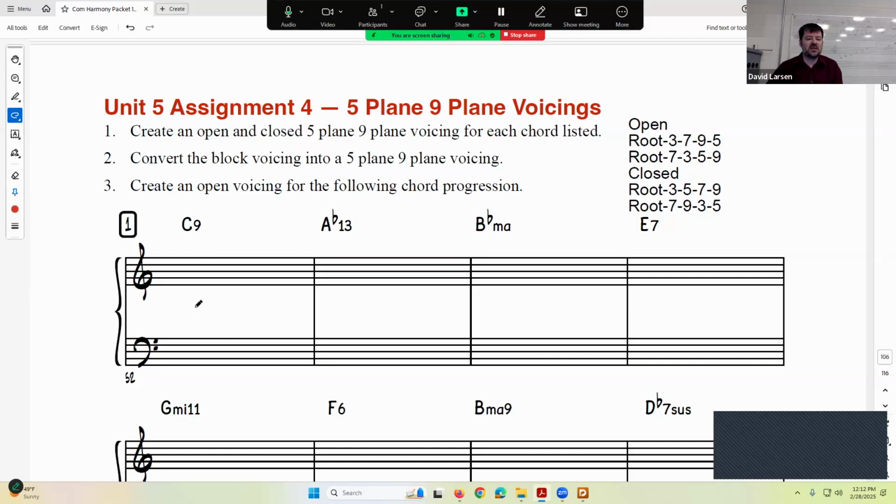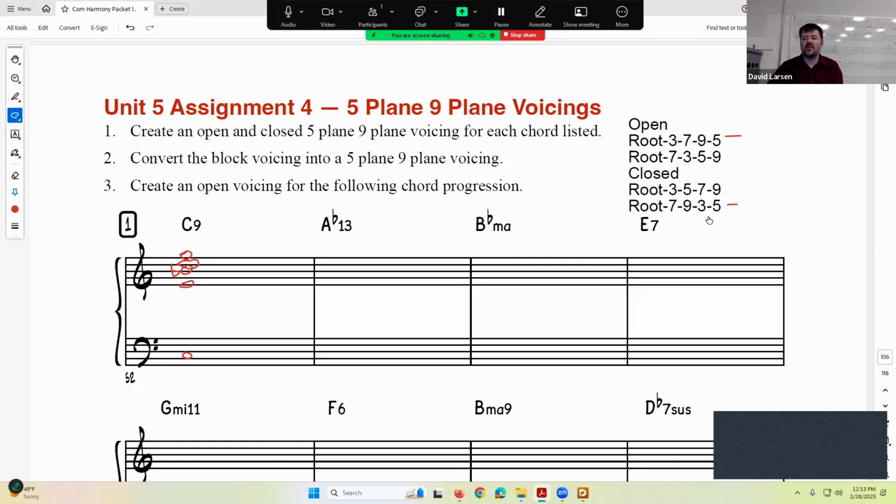So this chord says C9. If I was going to do this voicing here, I'd put the root on the bottom, C. Then I need a third, which is E. Then I need a 7, which in this case is a B flat, because it's a dominant 7th. Then I need 9. This is a 9 chord, so that'd be the major 9, which is a D. And then I need 5. This does not say 13 or 11, so it's going to be the regular 5, which is G. That's an open voicing. Closed.